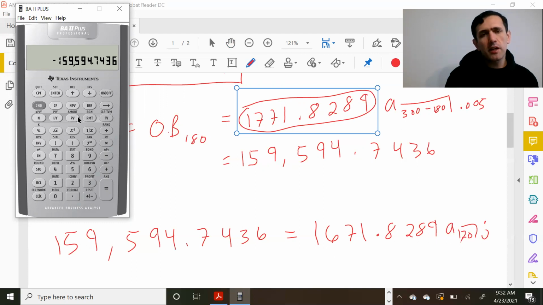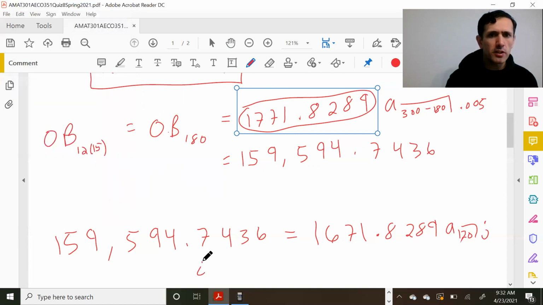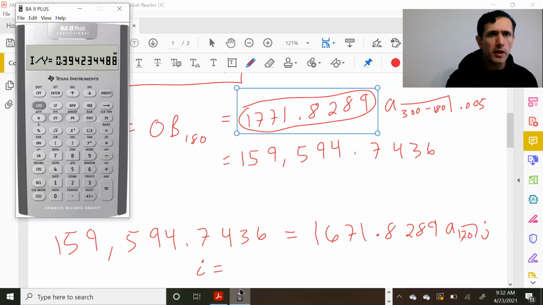Anyway, all right. So this is the present value, okay? And let's take the perspective of the person getting the mortgage. So I want 159,594.74. So it's positive. Present value. Payments are 1671.8289. That's how much I'm willing to pay. 120 payment periods. Compute I/Y, and we get that as a percentage. This is going to be 0.394%.